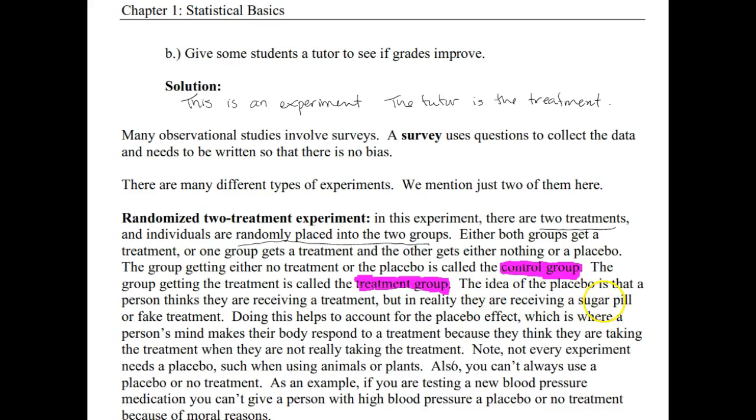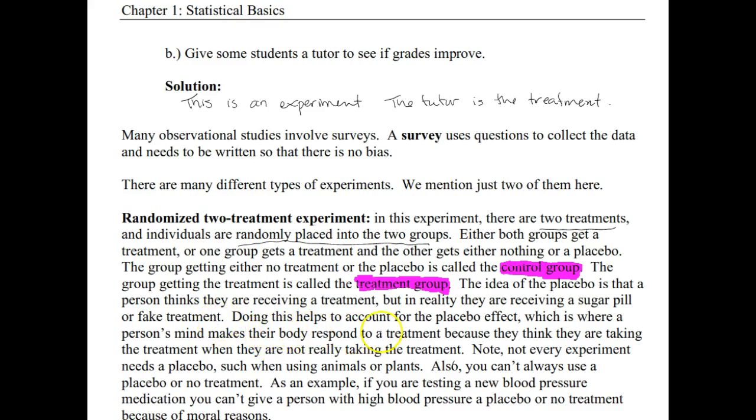The idea of the placebo is that a person thinks they are receiving a treatment, but in reality they are receiving a sugar pill or a fake treatment. So I don't know if any of you saw the movie Dallas Buyers Club, but within that they had people, everybody got particular pills to be in this AIDS study, but some of them were actually getting a drug they were testing at the time, and some of them were getting a placebo. They just didn't know which group was getting which thing.